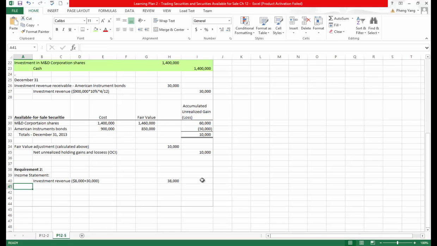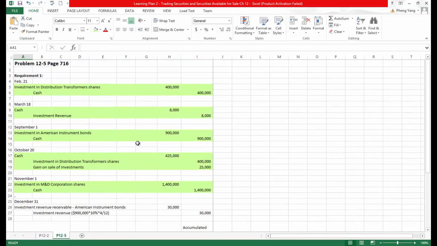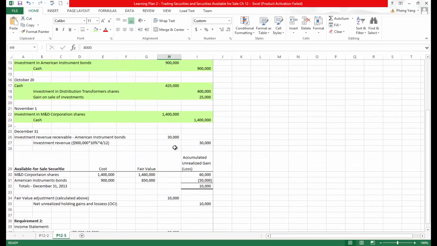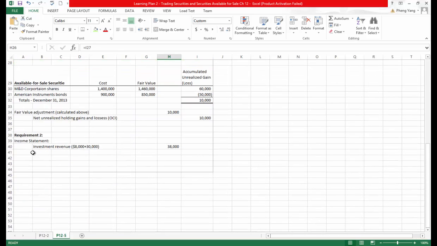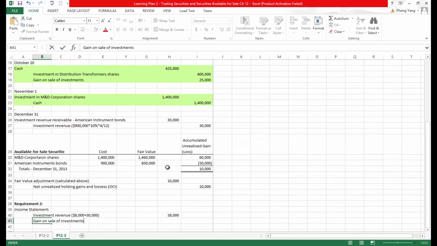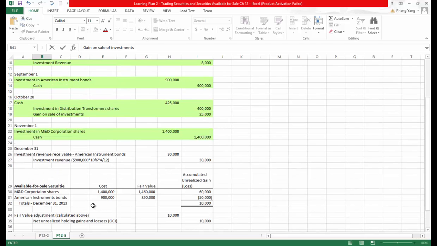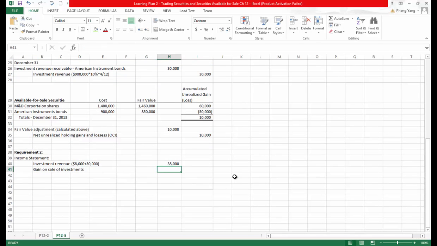Okay, so remember from March 18th, that 8,000 and then the 30,000 for the interest. That's what they're going to be reporting on the income statement under investment revenue. And also that gain on the sale of investments, which is 25,000. So that's what they're going to be doing on the income statement.